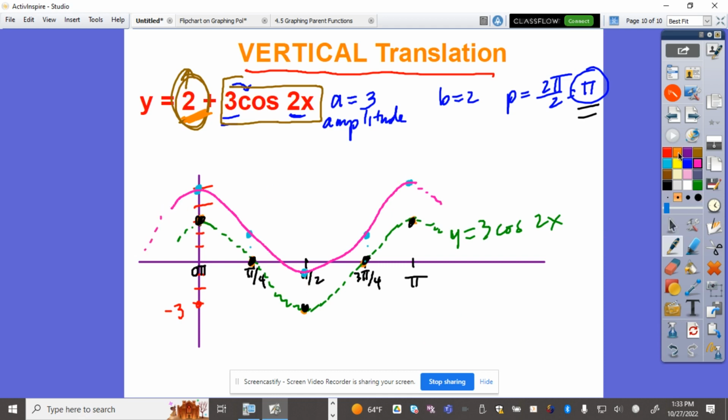And in this case, if you notice, guys, for 3 cosine 2x, the midline is this dotted orange line, which is the x-axis. This time, it also changes our midline, and it matches the vertical translation. It goes up by 2 only. That should also be your midline.